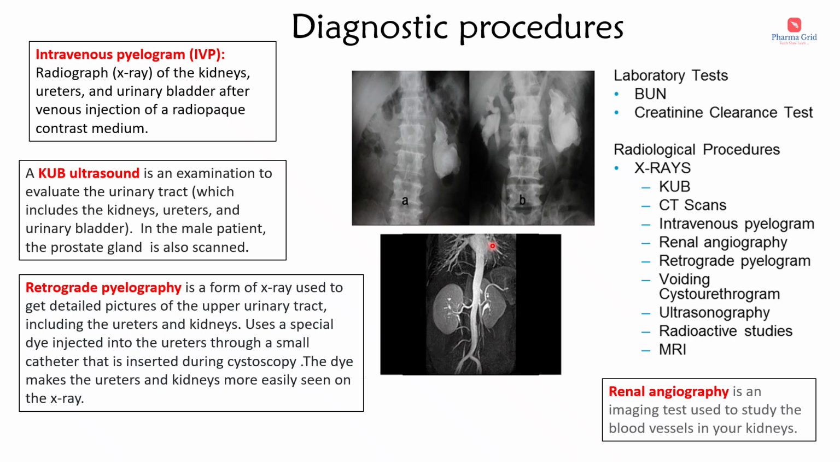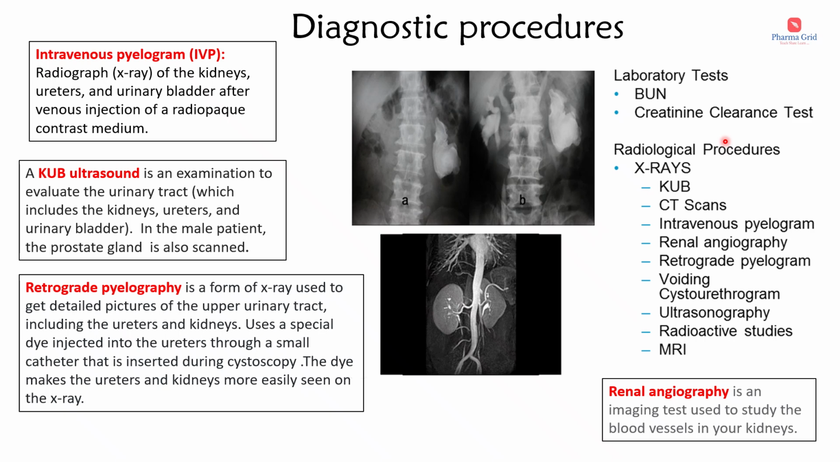So here I have mentioned some of the laboratory tests as well as diagnostic procedures related to urinary system. So laboratory tests mainly include BUN, that is blood urea nitrogen, and creatinine clearance test. Blood urea nitrogen usually measures the blood nitrogen, that is part of the urea, resulting from catabolism and deamination of amino acids. So elevated level of BUN is indicative of renal disease.